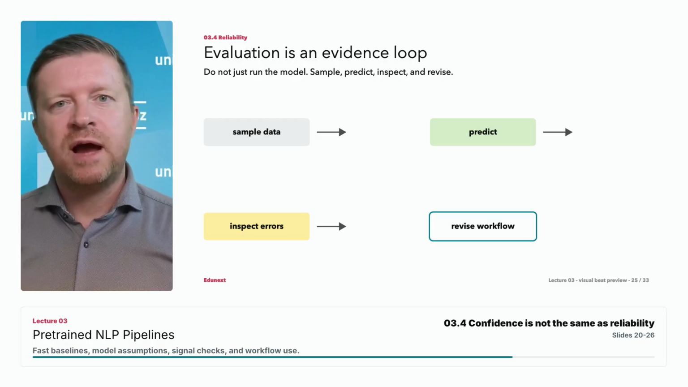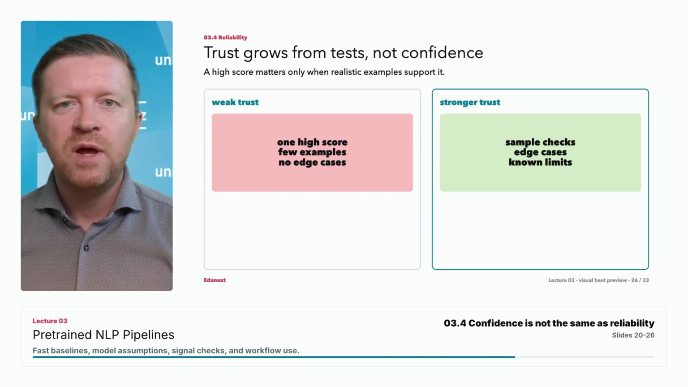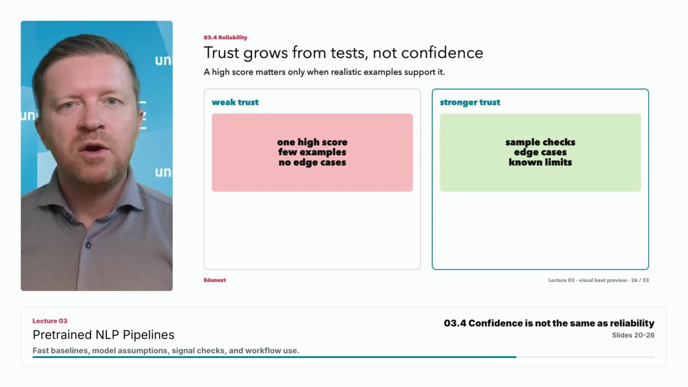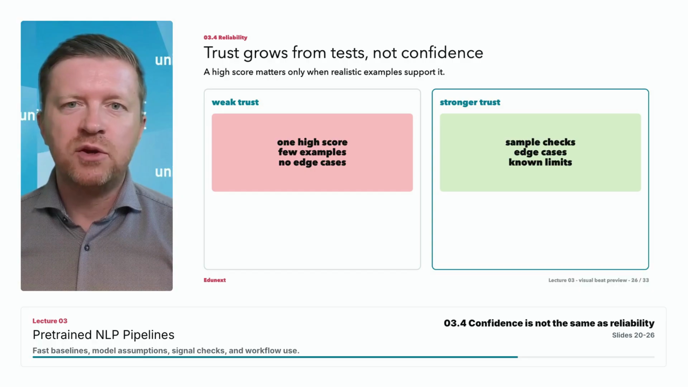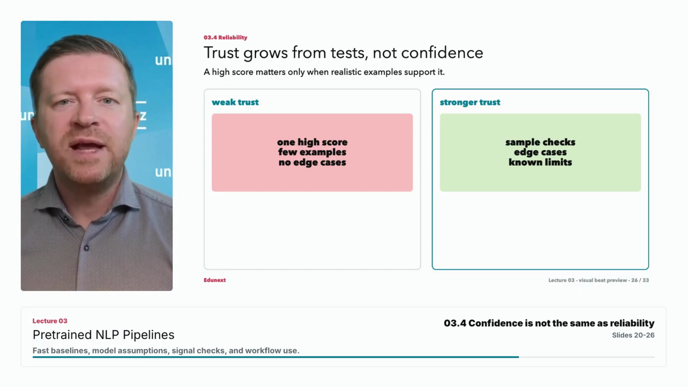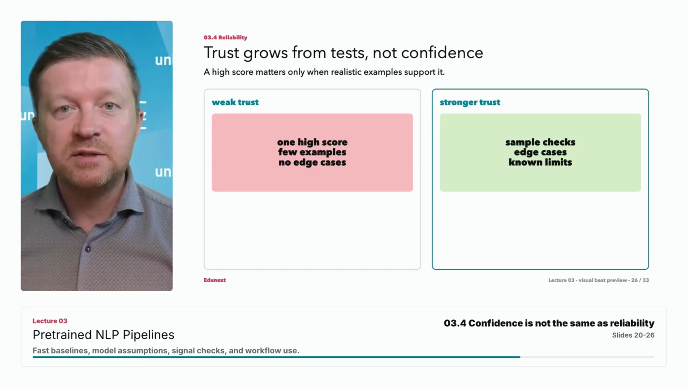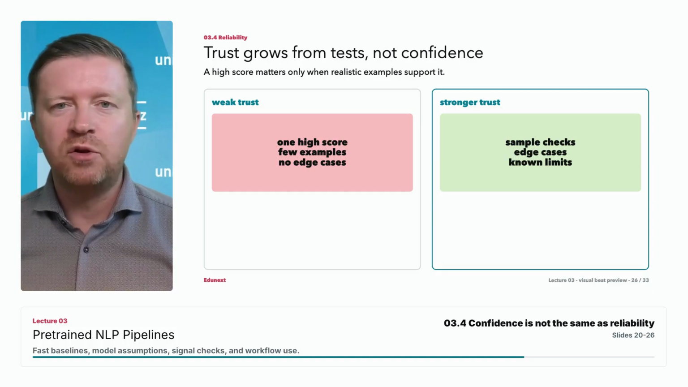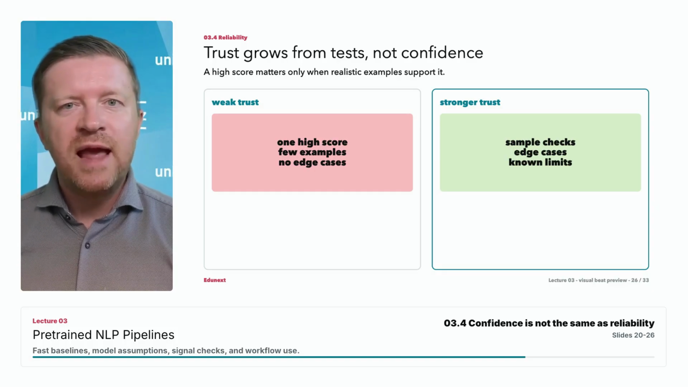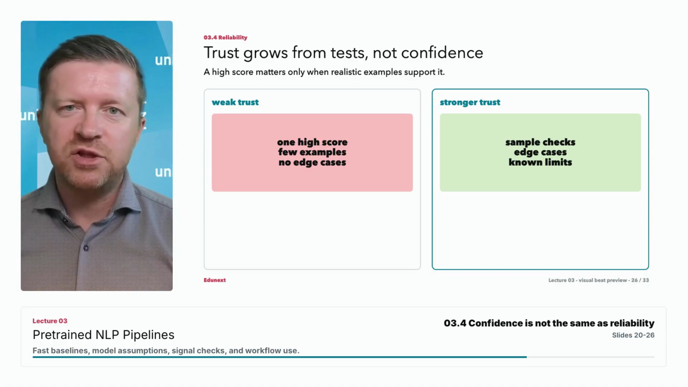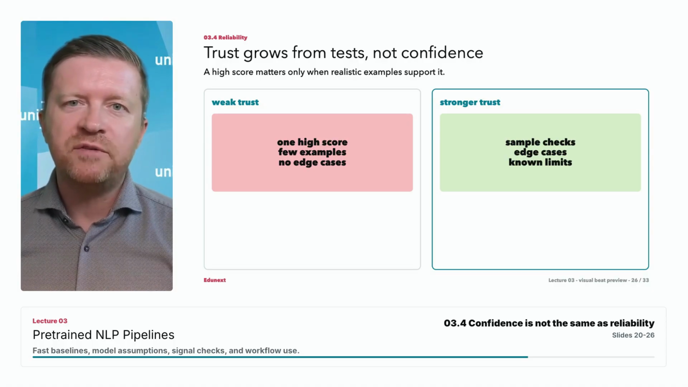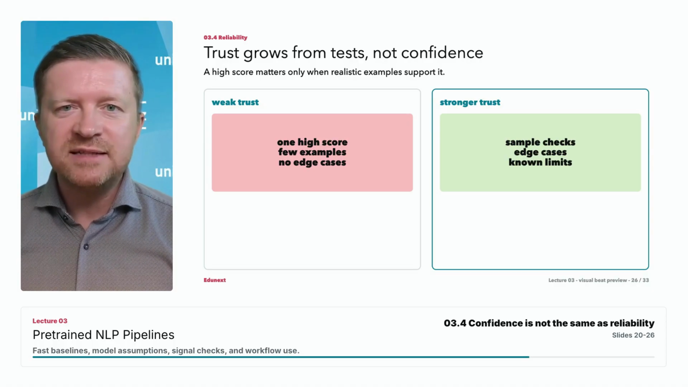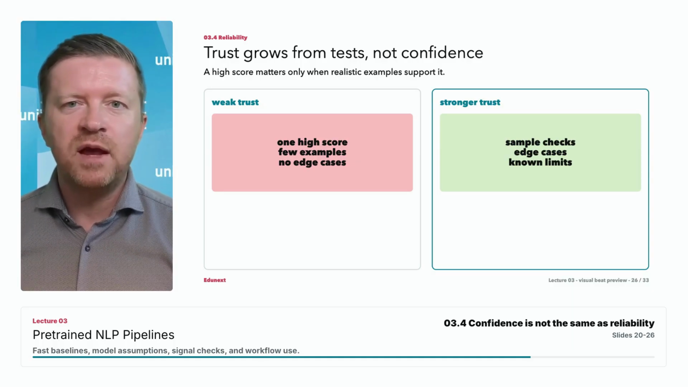If it is not good enough, you might adjust the threshold, choose another model, add human review, collect labeled examples, or move toward fine-tuning later in the course. The practical rule is that trust grows from tests, not from confidence. A high score can be useful, but only when it is supported by evidence from examples that look like your real data. That is why pipeline work is still engineering work. The pipeline gives you a fast start. Your tests tell you whether the start is reliable enough to continue.